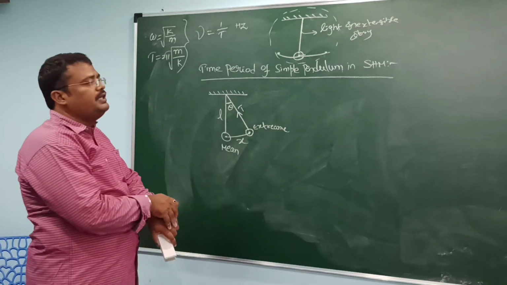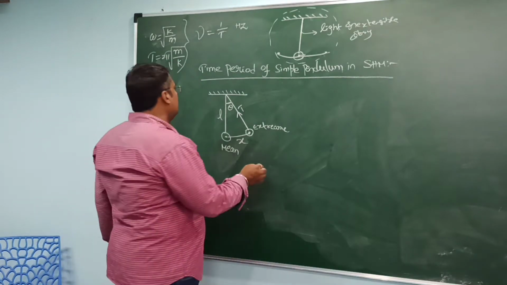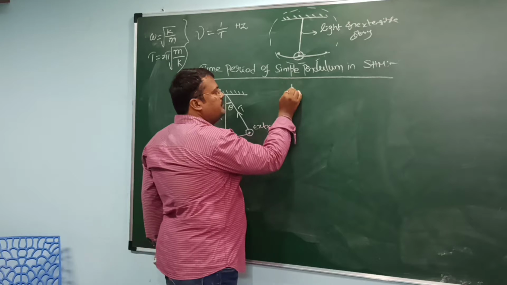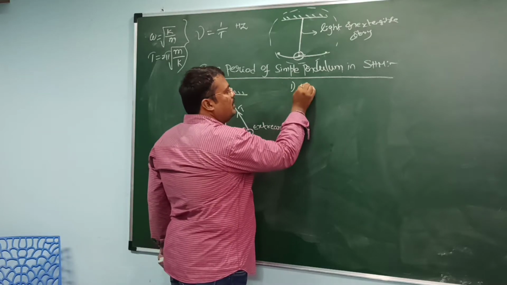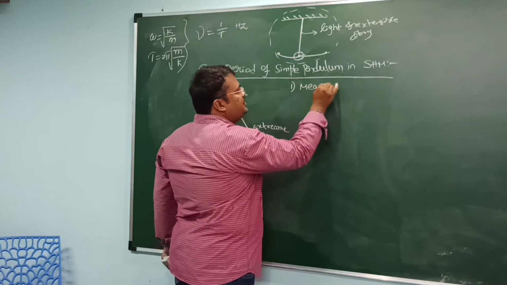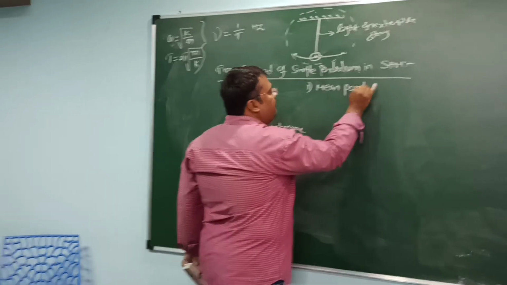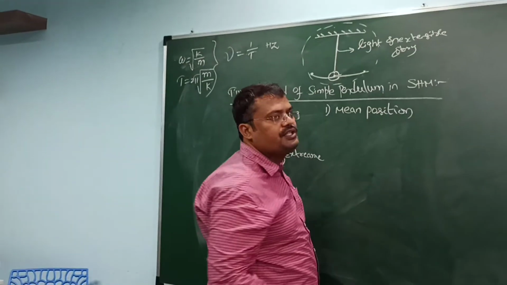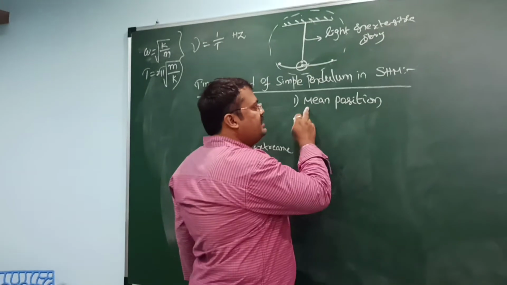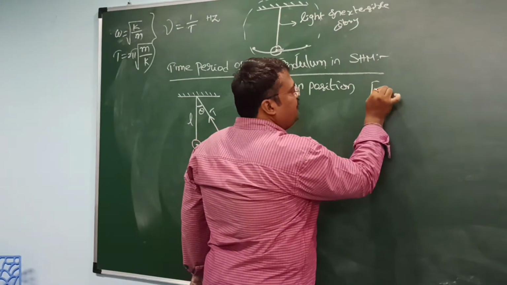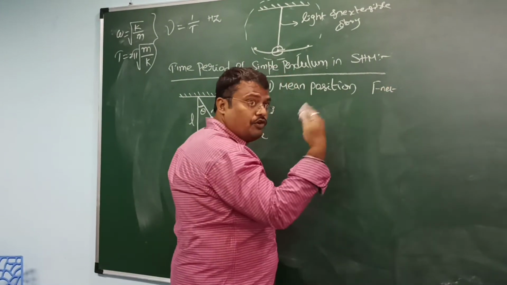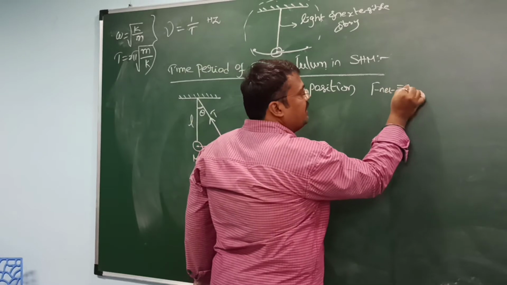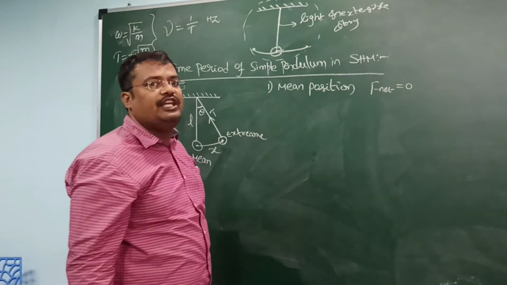To find the time period in any system, mainly 3 points are required. The first one is about the mean position of a particle. In the mean position, the net force experienced by the particle is equal to 0.